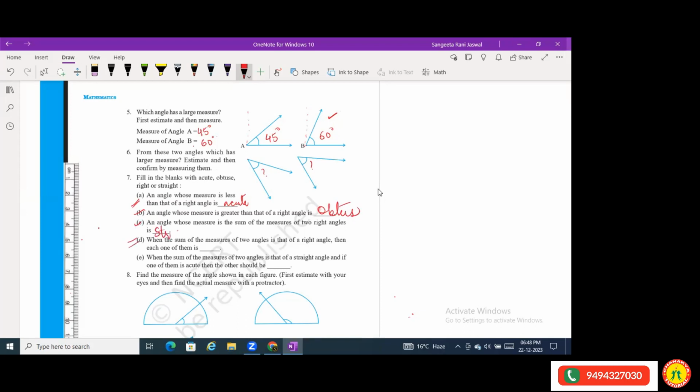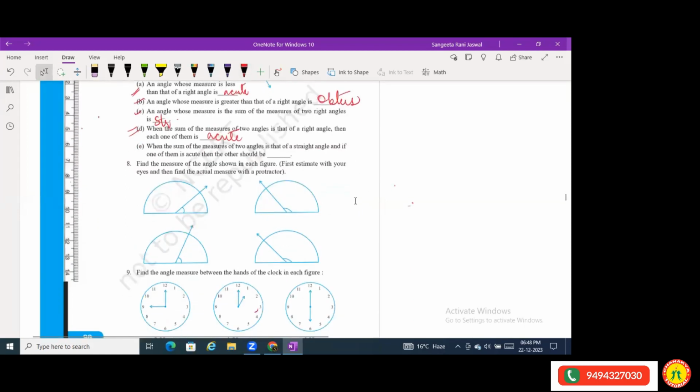Next, Afan will tell me. When the sum of the measures of two angles is that of a right angle, then each one of them is? Acute angle. Acute. Okay, so two acute angles will make a right angle. Next one, Sritesh will tell me. Sritej. Ma'am, 1 minute.